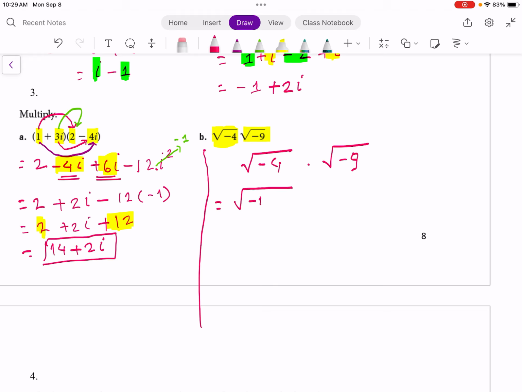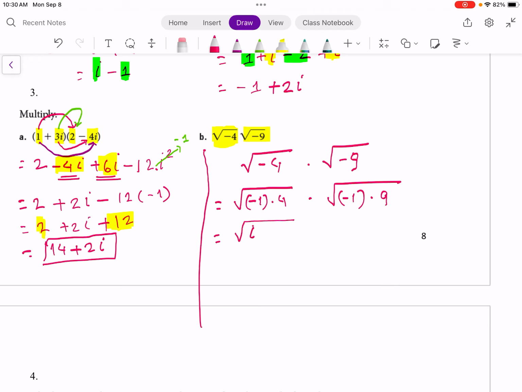Negative 4 is negative 1 times positive 4. Square root of 9 is positive 9. You can't have a negative number under the radical sign, under the square root. You always have to rewrite. Okay, now we know what negative 1 is.